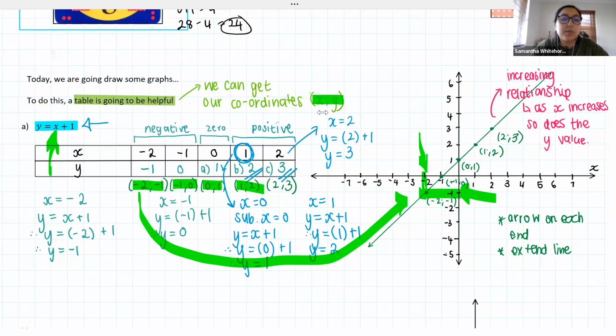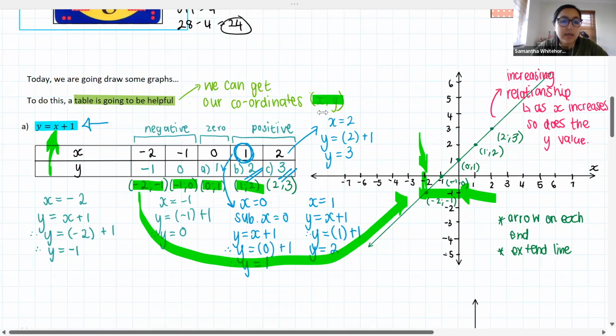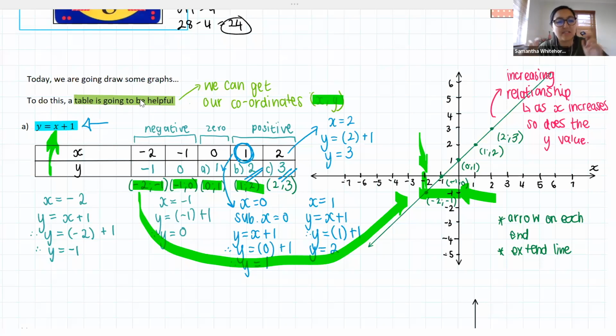Like I say, we will chat about some graphs that aren't going to be straight lines that we can definitely expect you to draw. And then I'll point out how the equation is different and how you can identify it from the equation. Okay.